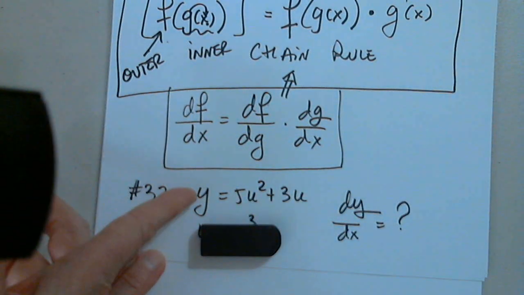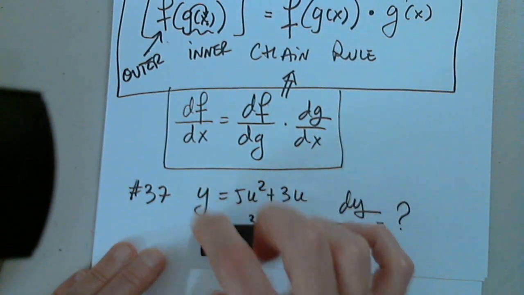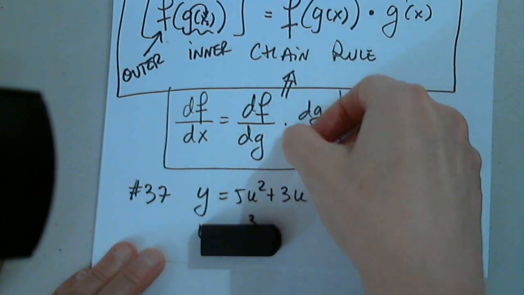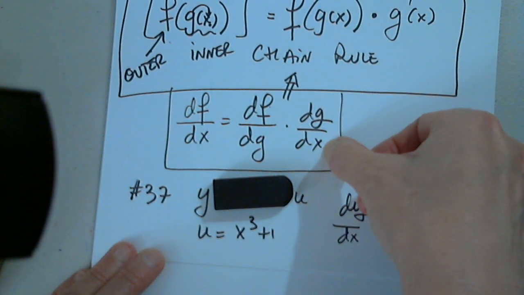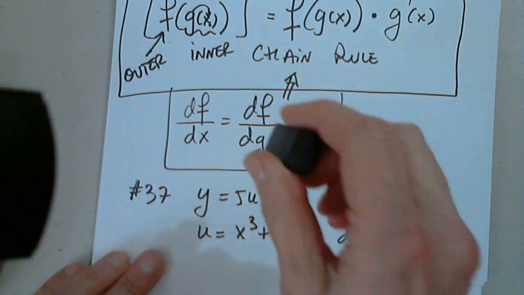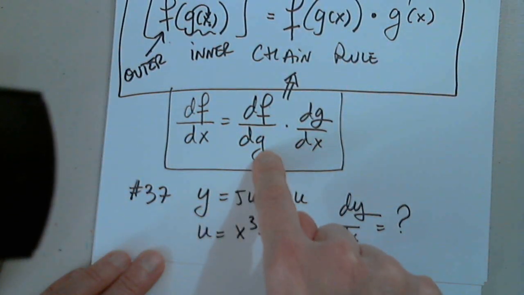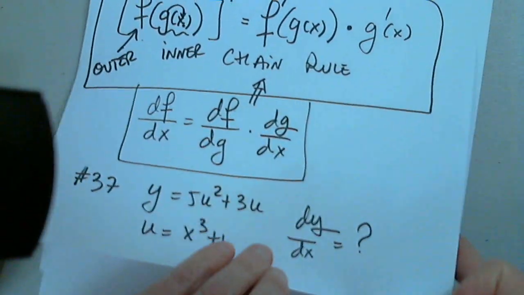I have a function that I want to differentiate with respect to x. But I don't have x in the function. So I have to start by differentiating y with respect to u, and then times du with respect to x. That's all it means. So I determine this, and I multiply them. So dy with respect to u.